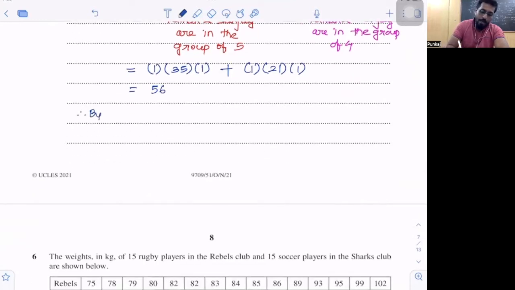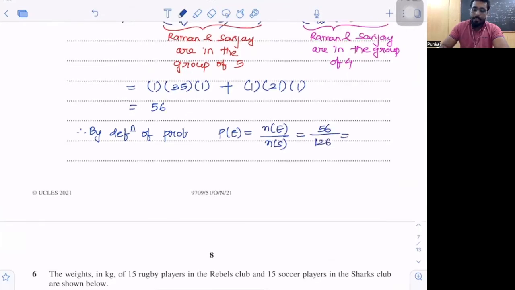So therefore, by the definition of probability, I can have P of E equal to n of E upon n of S. That's 56 divided by, you had 126, right? So 56 divided by 126 gives you 4/9, or 0.4444. If you want to write 3 significant figures, 0.444. That's how we complete our question. So this is what your answer is.